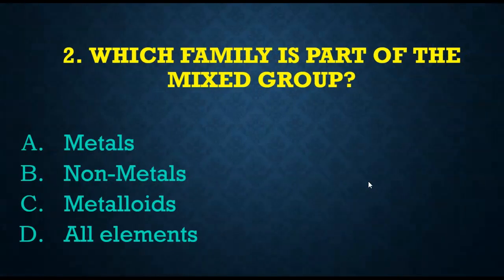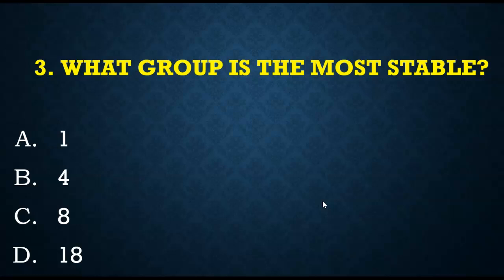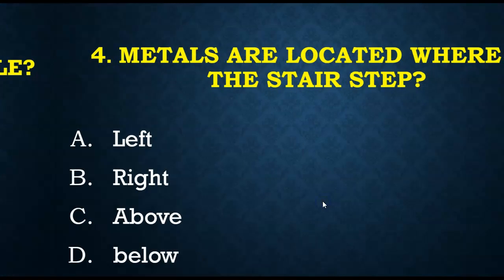Which family is part of the mixed group? That would be our metalloids. They have the metals, nonmetals, and the metalloids. It is mixed. What group is the most stable? Is it 1, 4, 8, or 18? This one is 18, the noble gases.